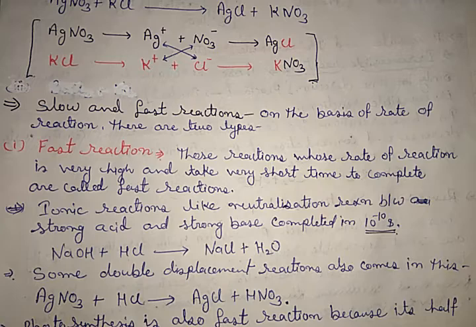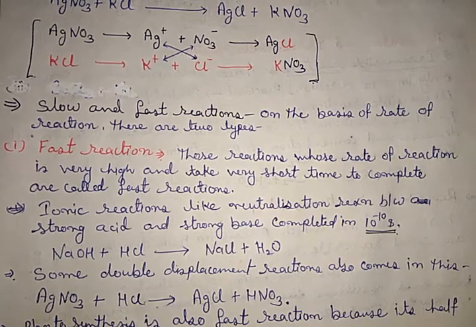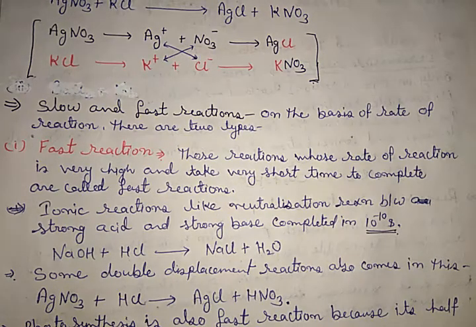In yesterday's class we discussed two types of chemical reaction on the basis of bond formation and bond breaking, and in that classification the chemical reactions were classified into four categories. First one is addition reaction, second one is decomposition reaction, third one is displacement reaction, and fourth one was double displacement reaction. And in today's class we will discuss more types of chemical reactions.